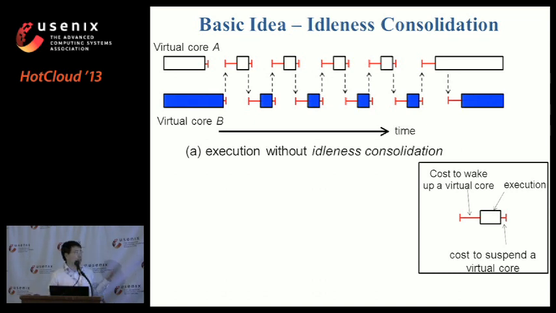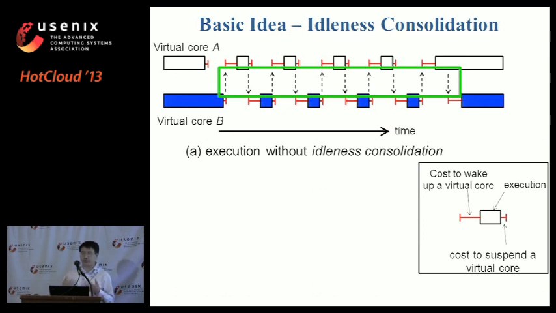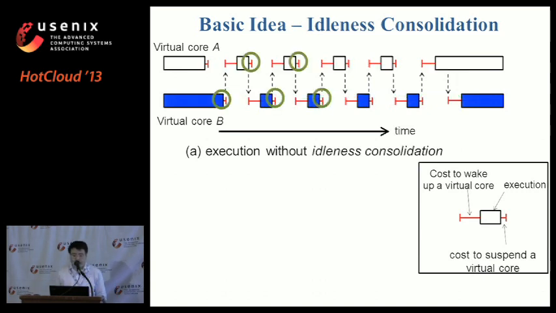With this example, we run two threads on two virtual cores. These two threads collaborate with each other. They synchronize with each other. The dotted pointers just show the synchronizations. Every time a thread is blocked at the synchronization point, its core becomes idle, and this virtual core is suspended.